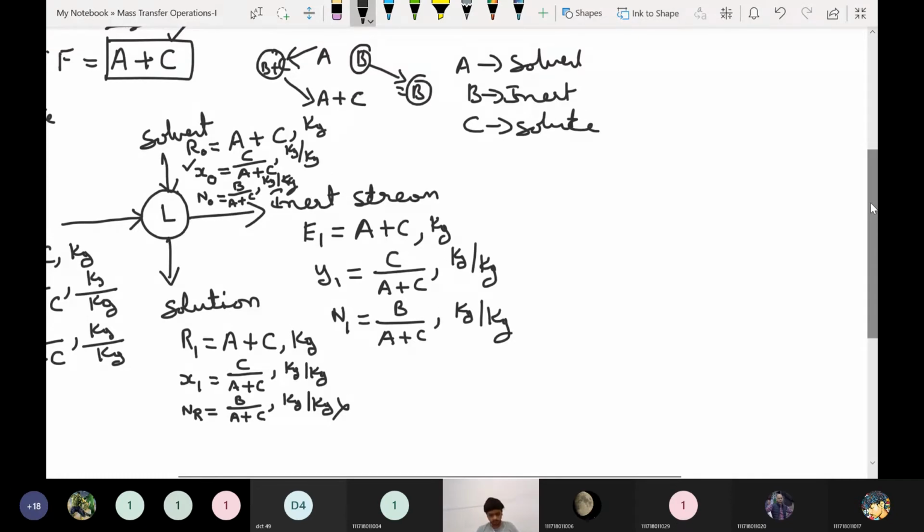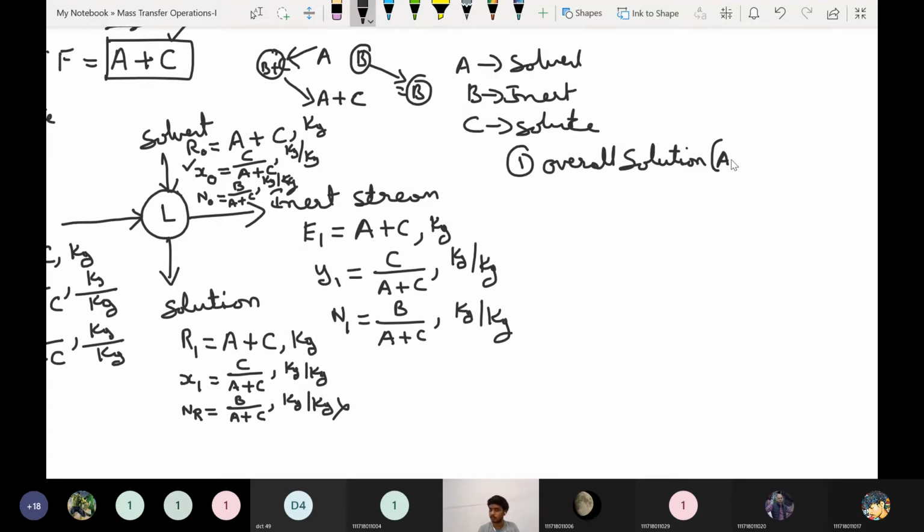Now we will conduct the material balance on this. I forget how to use this OneNote also because of the one month gap. Now we will see the overall material balance. The first one is the overall solution balance. Solution means you have to remember this is A plus C. We are conducting the overall solution balance.